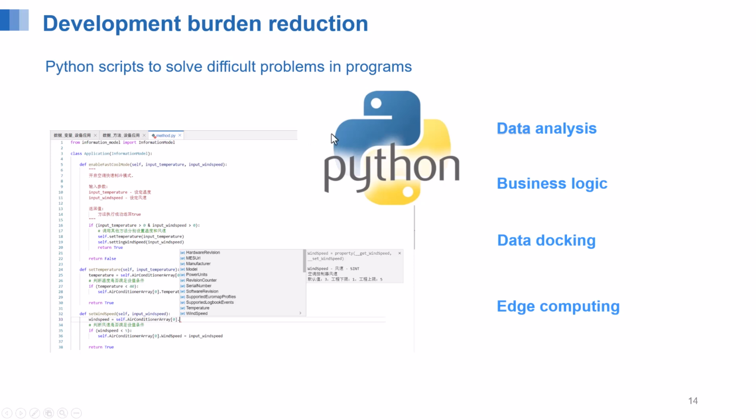Here is a Python script to solve the difficult problems in programs. For example, if you want to connect to a third-party database, you can use it. There are many templates in this software to do some basic data analysis and business logic. You can view the OEE, MES and ERP systems data. And for edge computing, you use a Python script. We integrate Python in the App Studio.